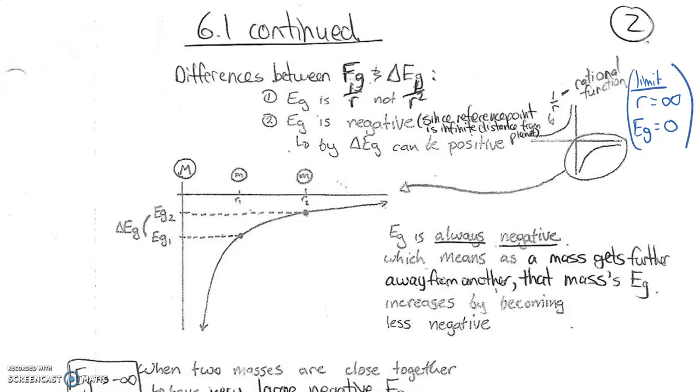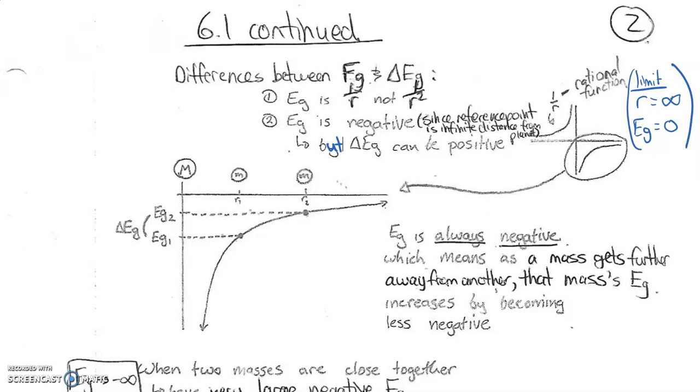Now notice here as well it says but, I should change the by to a but there, delta EG can be positive. And let's see a case of where it would be. If we start at EG1 at some distance R1, and we move to EG2 at some distance R2, you can see there that subtracting EG2 minus EG1 would give us a positive change in gravitational potential energy.